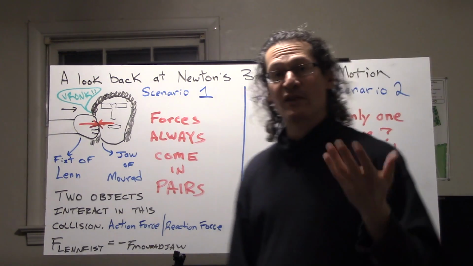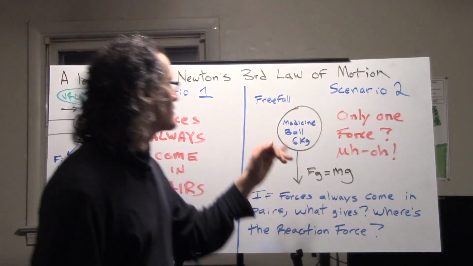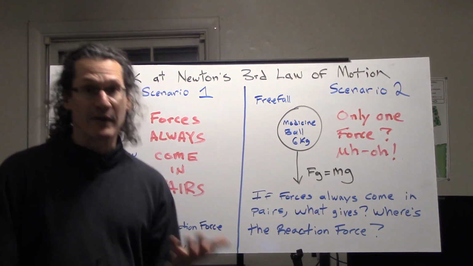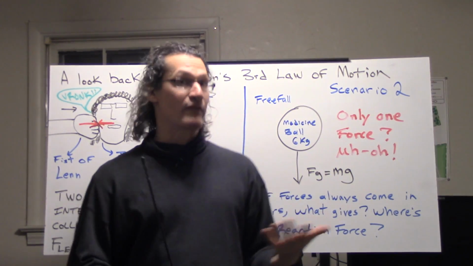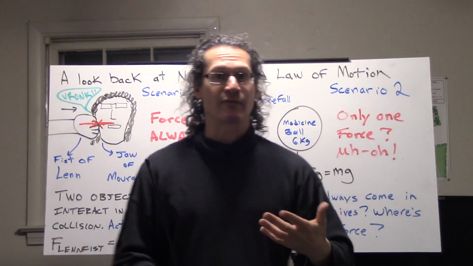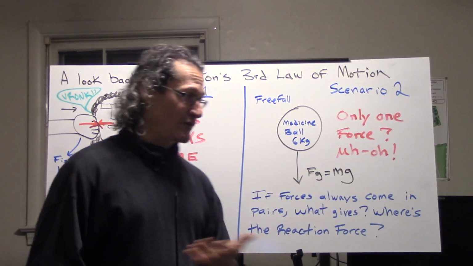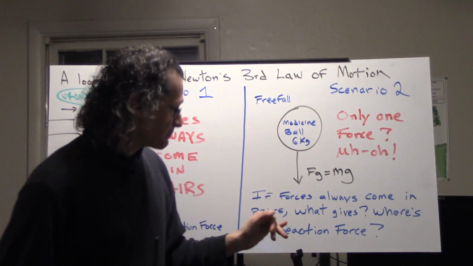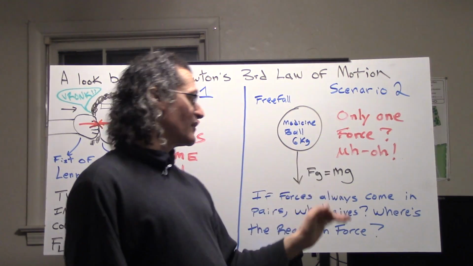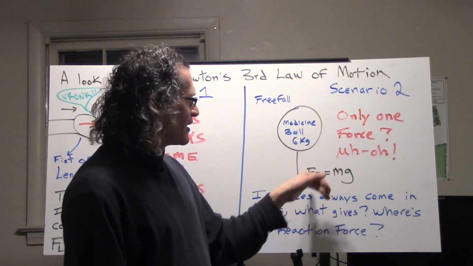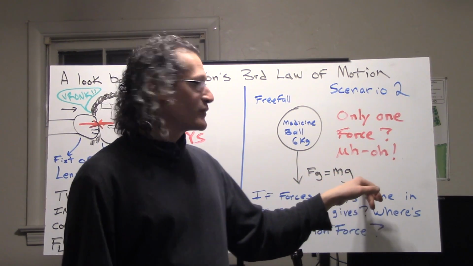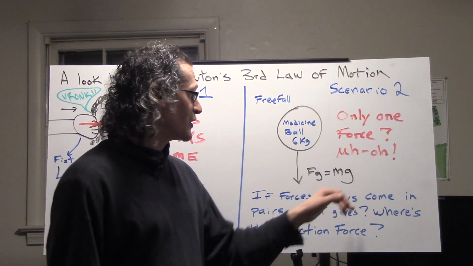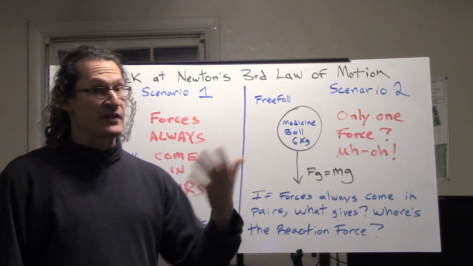So there's another situation I want to take a look at, and that is scenario 2. We have free fall. This is a medicine ball falling without the support of anything else. So it's just falling. You've dropped it from the roof or a desk or something like that, and it's falling, and there's no normal force. There's nothing else. Maybe there's a little bit of air resistance, but what we have here is the force of gravity, which is equal to mass times the acceleration due to gravity, g. Medicine ball, let's say it's 6 kilograms.